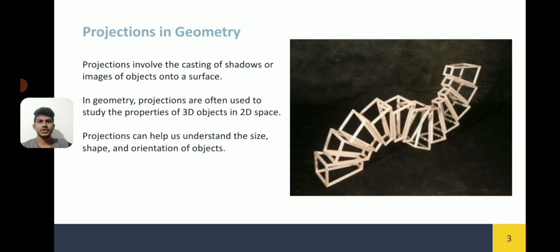Projections in geometry. Projection involves the casting of shadows or images of objects onto a surface. In geometry, projections are often used to study the properties of 3D objects in 2D spaces. Projection can help us understand the size, shape and orientation of objects.